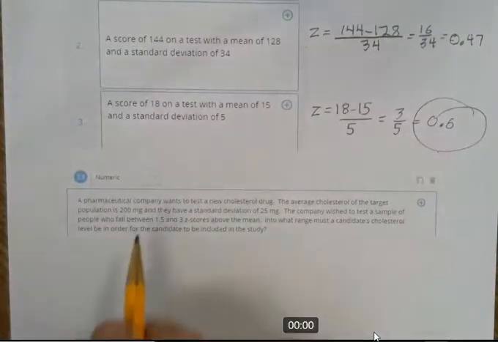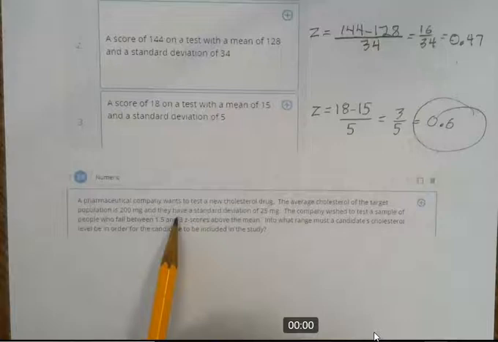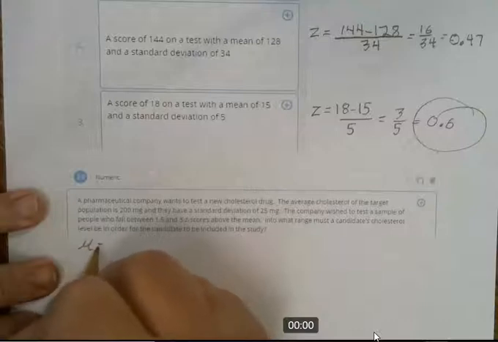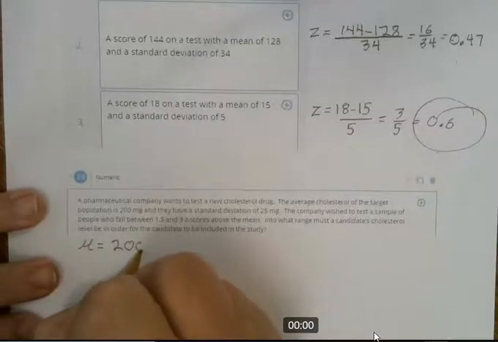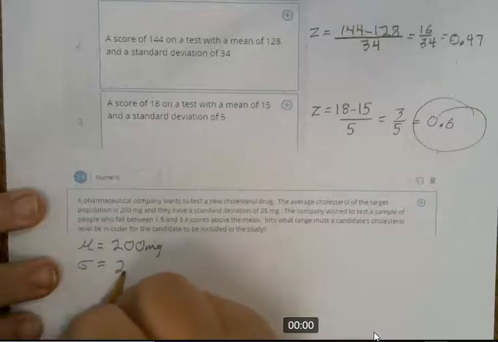Okay, a pharmaceutical company wants to test a new cholesterol drug. The average cholesterol of the target population is 200 milligrams, and they have a standard deviation of 25. Let's just go ahead and write down that data as we read it. 200 milligrams, standard deviation, 25.